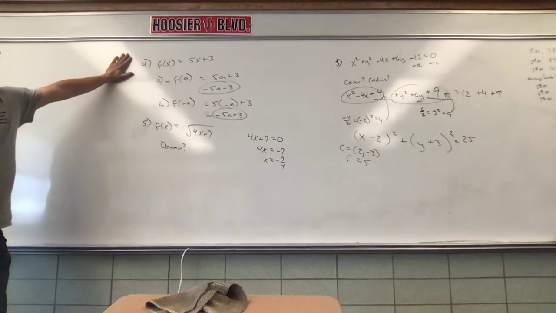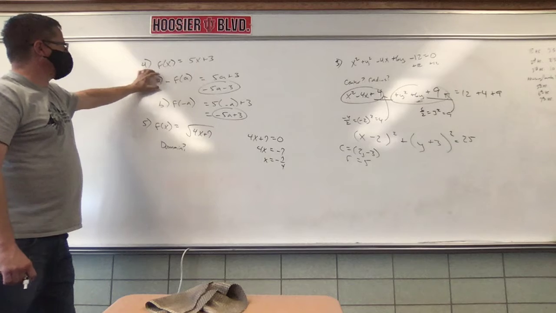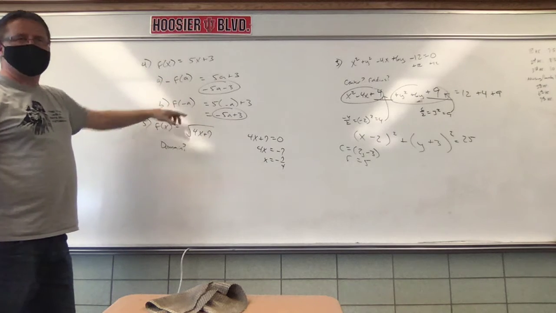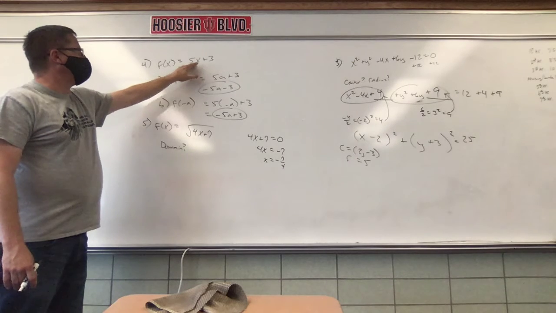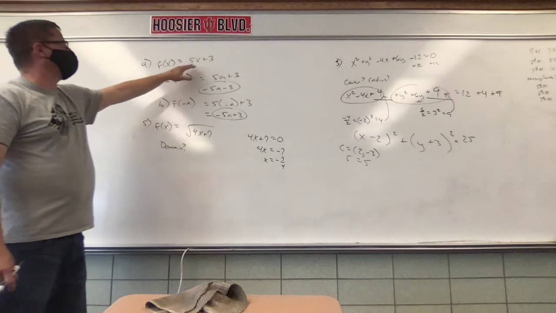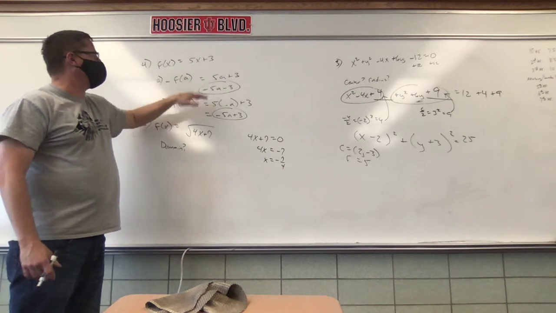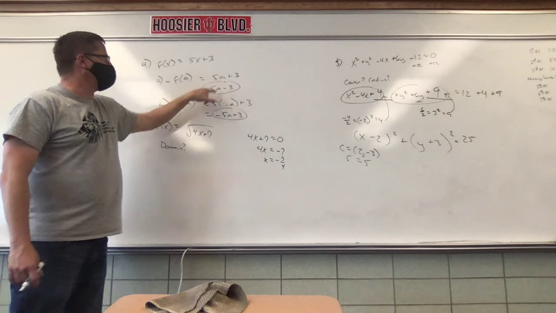Question number 4, I'm going to give you a function such as f of x is 5x plus 3. I'm going to ask you something such as negative f of a and f of negative a. That's not the same thing. F of a simply means plug in a. If I plug in a, it'd be 5a plus 3, okay? But then I want you to take the opposite of all of that, okay? So 5a plus 3 would turn into negative 5a minus 3, okay? I plugged in a first, then I changed everything to the opposite.